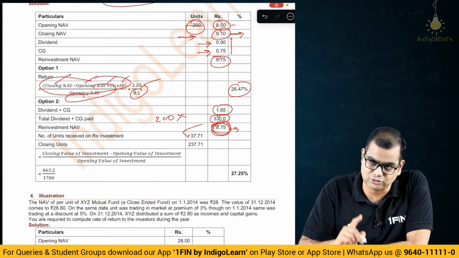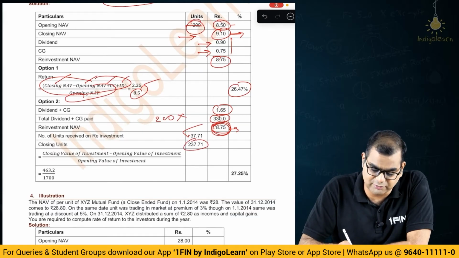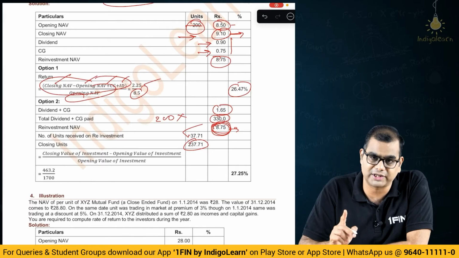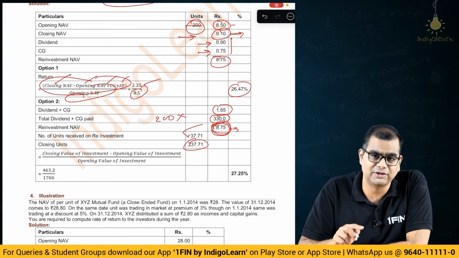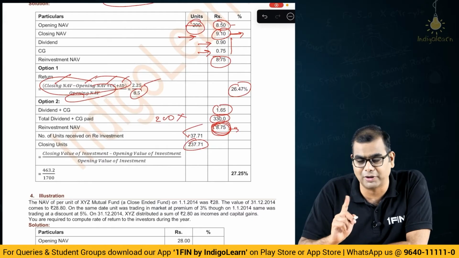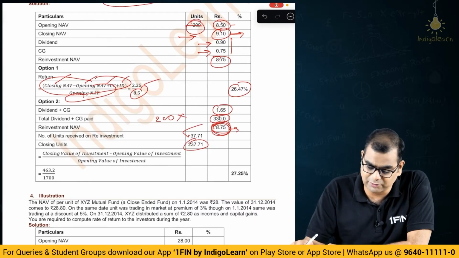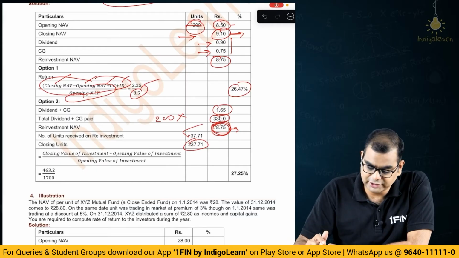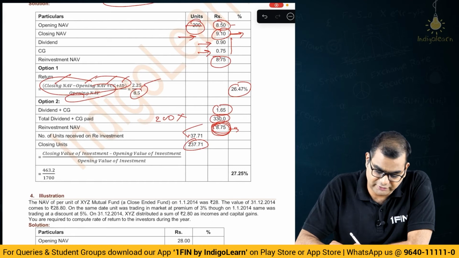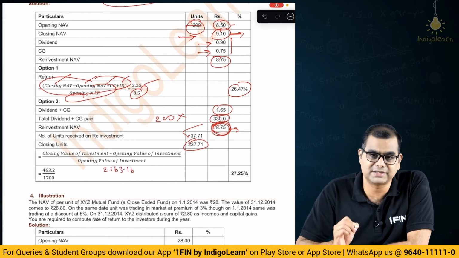How many were the original units? 200. So your total units is 237.71. But what is the value of the investment? The value of the investment at the end of the period is 9.1 per unit. So you multiply 237.71 into 9.1, and you get 2163.16. That is the closing value.